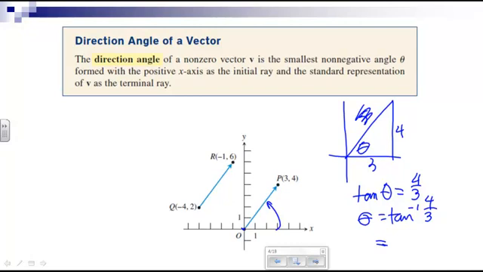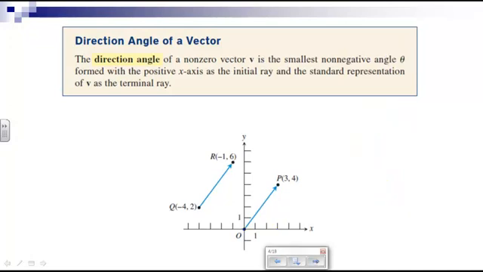Now, please note that after we do that, we may need to adjust for what particular quadrant we're in. The inverse tangent function will only return angle measures that are in quadrants 1 and 4, but we're always going to represent these angles as an angle between 0 and 2 pi. So you may have to adjust based on what quadrant you're in. More on that later. Questions?